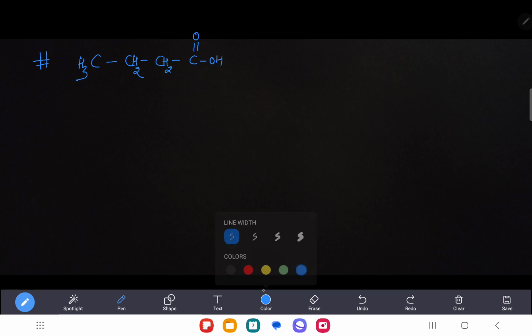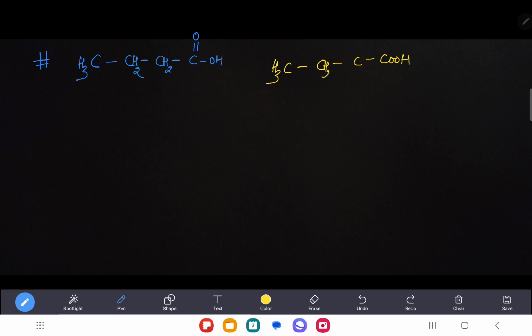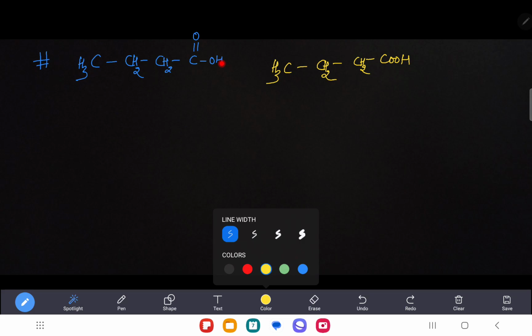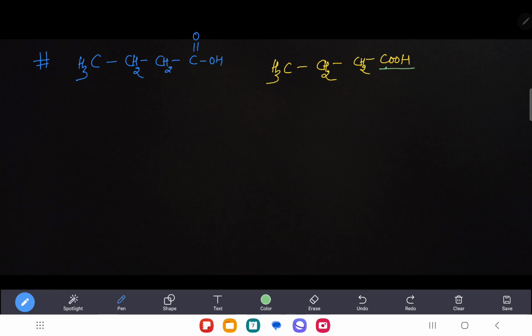Yes or no? The structure would be given like this: CCC COOH. But I am giving you this open chain structure right here. So COOH, you can write it down like this, or like this. You are showing the bonds right here, isn't it? Both of them are exactly the same thing. You understand?